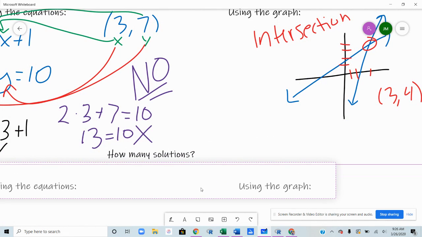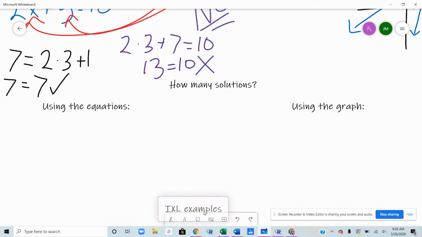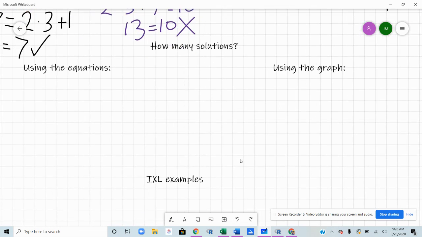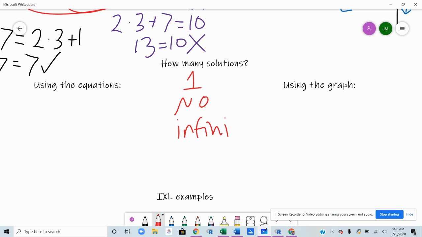Oh, not meaning to move that, sorry. The last part we need to talk about is how many solutions they have. So it is possible to have one solution, no solution, or infinite. So let's talk about the equations first.